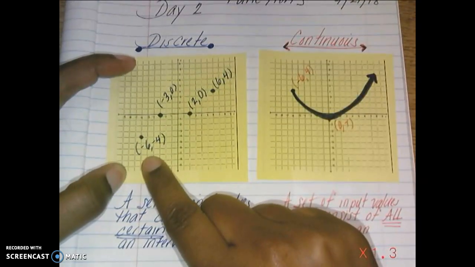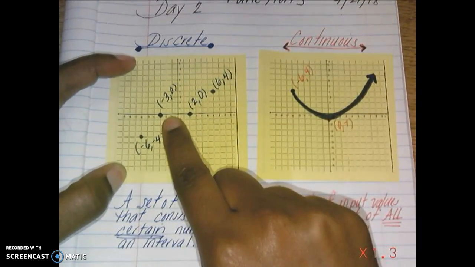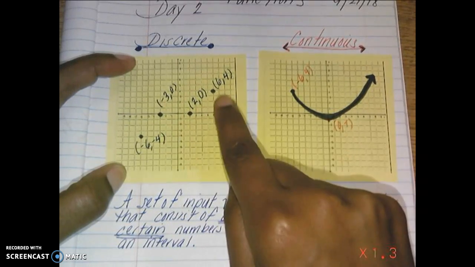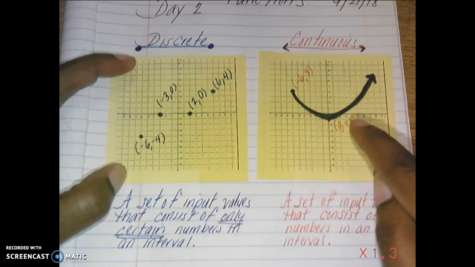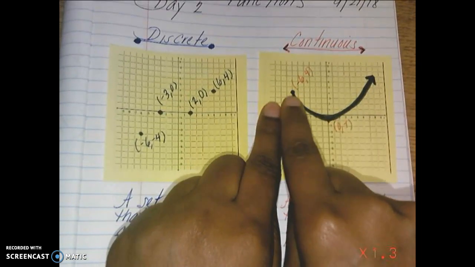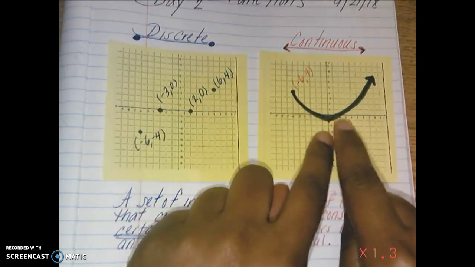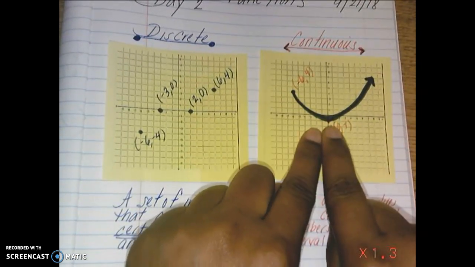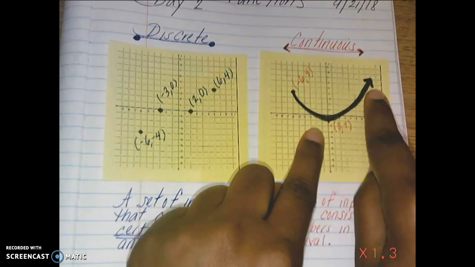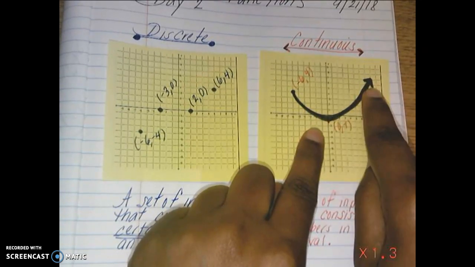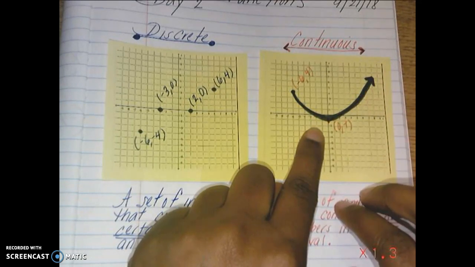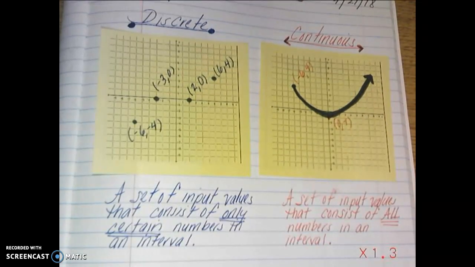-6, -4, -3, 0, 2, 0, 6, 4. And on the continuous graph, we have -6, 4, 0, -1, and we have an arrow showing that it's going to continue going to the right as well as up. Pause it if you need to write that down.